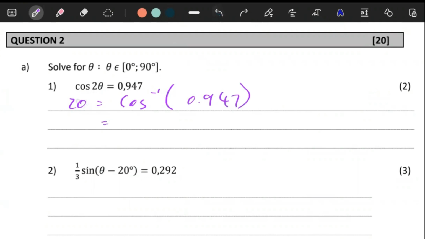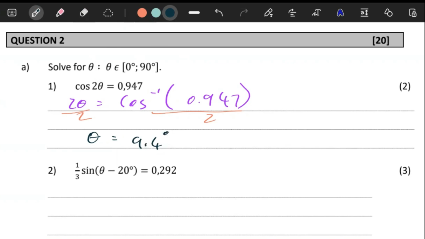In the calculator, let's not round off yet. And then here, let's divide by 2. We're going to get a value of theta here. If you round it off to 1 decimal place, it's giving you 9.4 degrees.